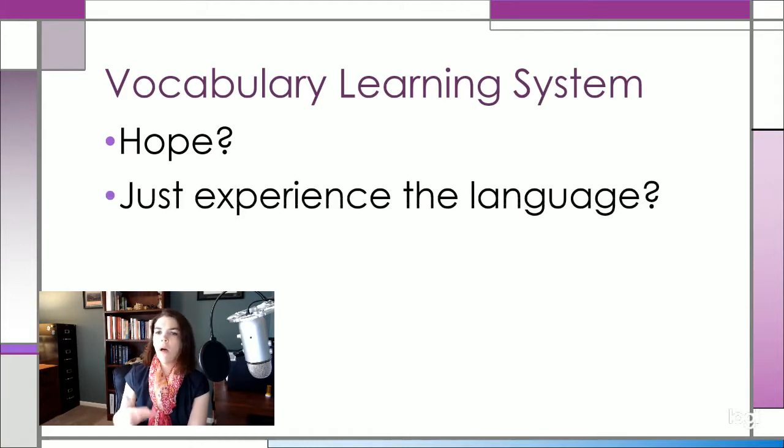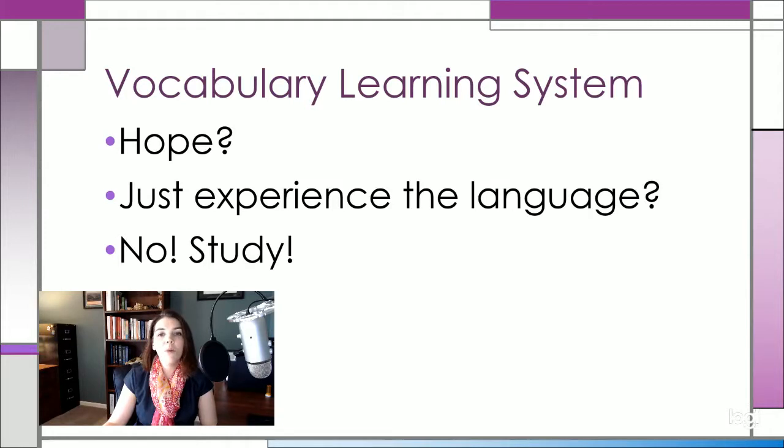Some students think, well, I'll just experience the language and just pick it up as I go along. You could be that person that can do that, but that's really not that many language learners. A lot of language learners really need to put in time and effort to studying vocabulary. So my overall recommendation is you can't do those things. You have to study. You have to do something. You have to be intentional about your vocabulary study.